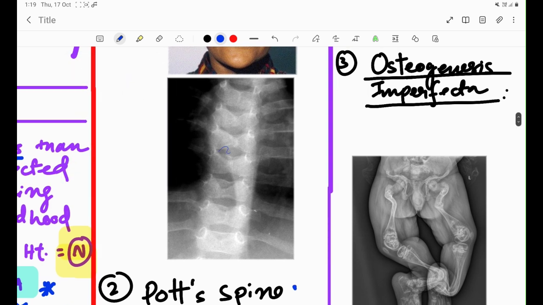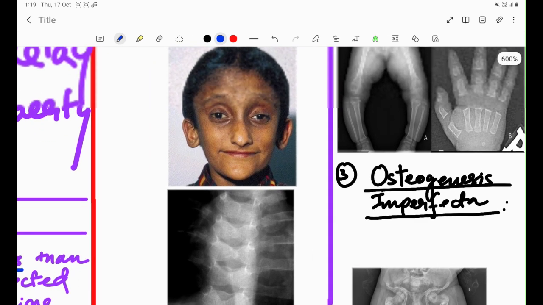I'll show you how. See, this is one wing of the butterfly, this is another wing of the butterfly. This looks like a butterfly. That's why they are called butterfly vertebra. So this is the triad of Alagille syndrome.